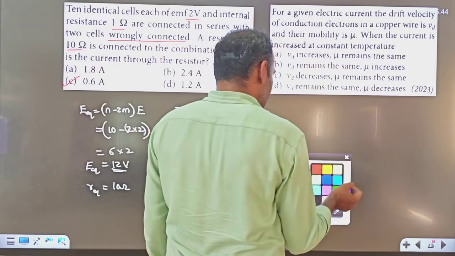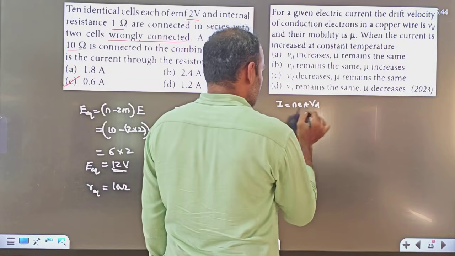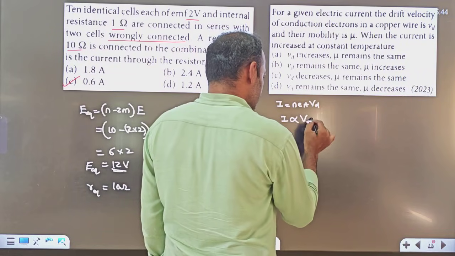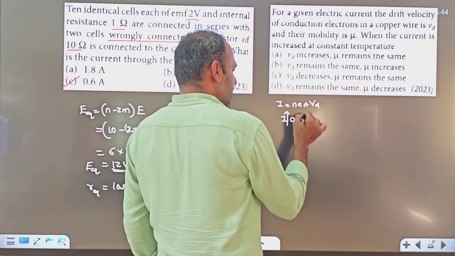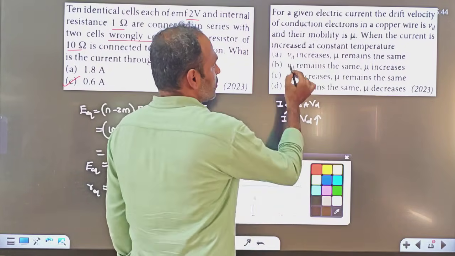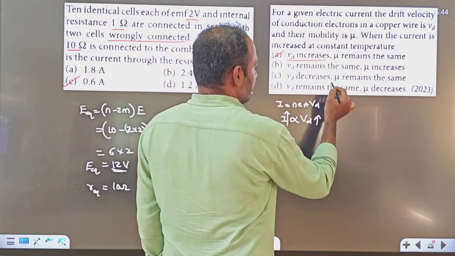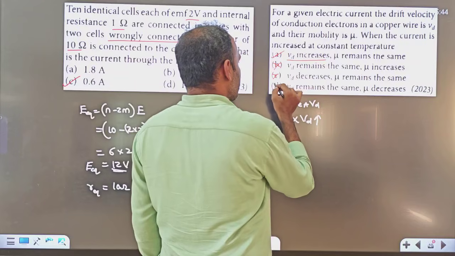See, drift velocity and current relation, we know this: I is equal to N E A Vd. So current is directly proportional to drift velocity. So if you increase current, drift velocity has to increase. So here only one option says drift velocity increases, right? So option A is correct. The options remains same, decreases, remains same will get eliminated.